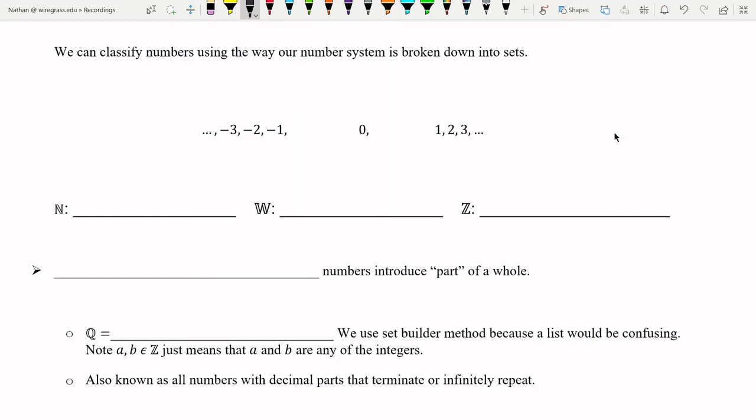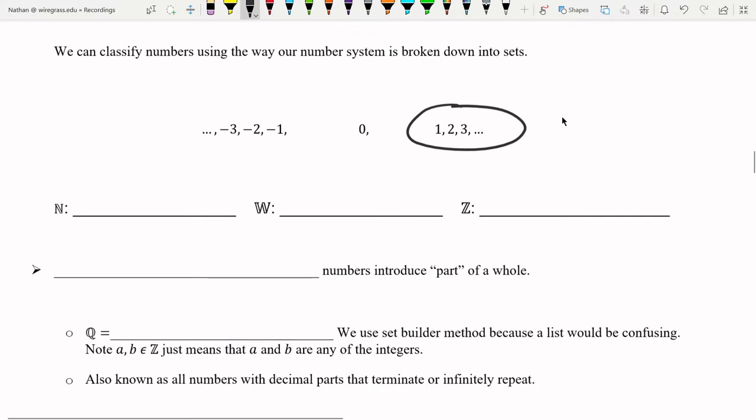The real number system that we use is broken down into separate portions or separate sets. And we do this to have different kinds of classifications of numbers that we're working with. The first set that we're going to be looking at is this set here. 1, 2, 3, 4, 5, 6, 7, 8, 9, 10, all the way on up.